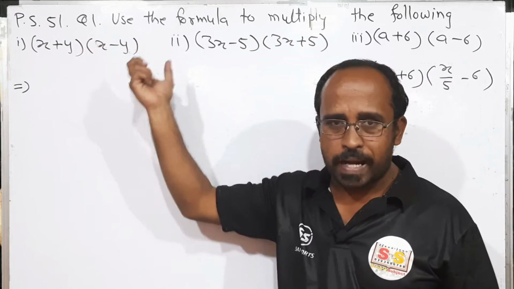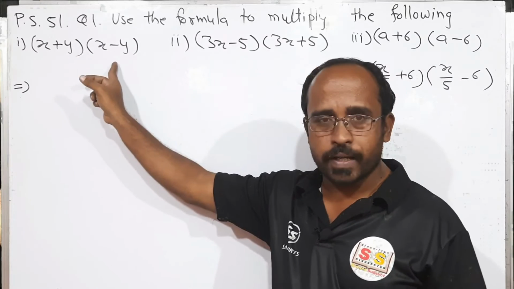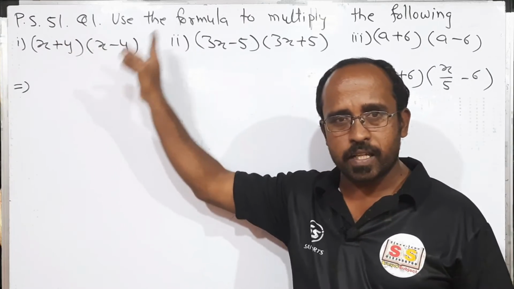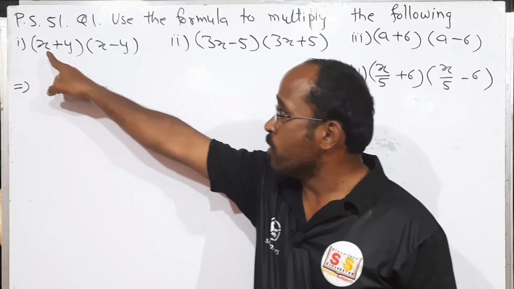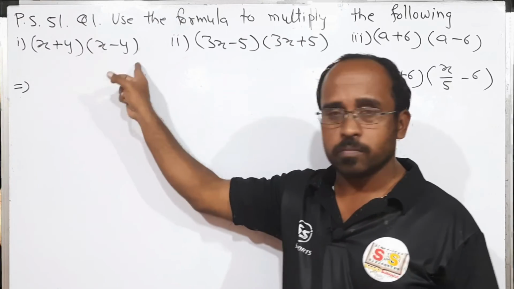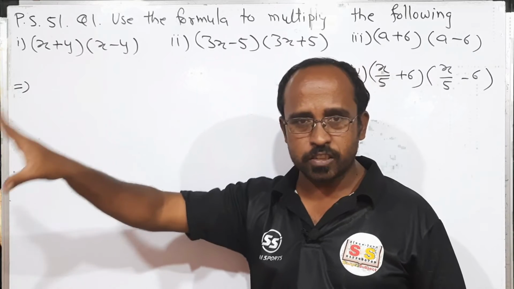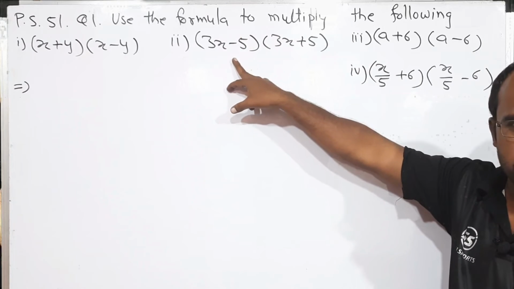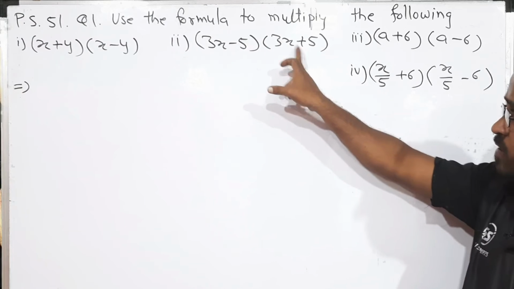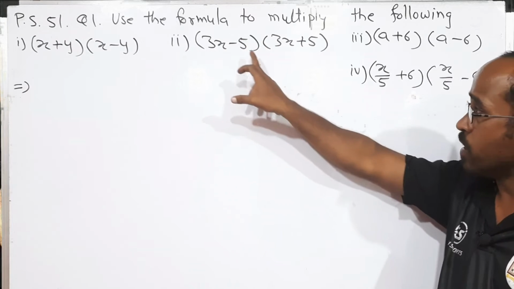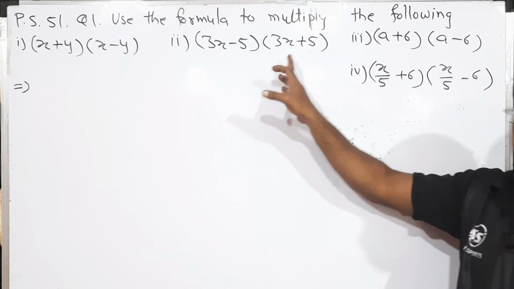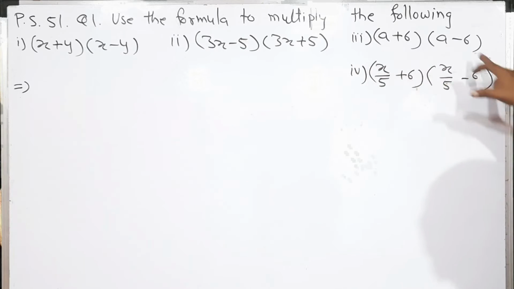So what is the pattern in the question? There are two brackets which are multiplying each other. In one bracket there is addition, in one bracket there is subtraction, and the first term and second term in both of the brackets are the same. Is it the pattern in all of the questions? See, these two brackets are multiplying each other. In one bracket there is addition, in one bracket there is subtraction. First term in both brackets and second term in both brackets is the same. Similar is the case with all the questions.